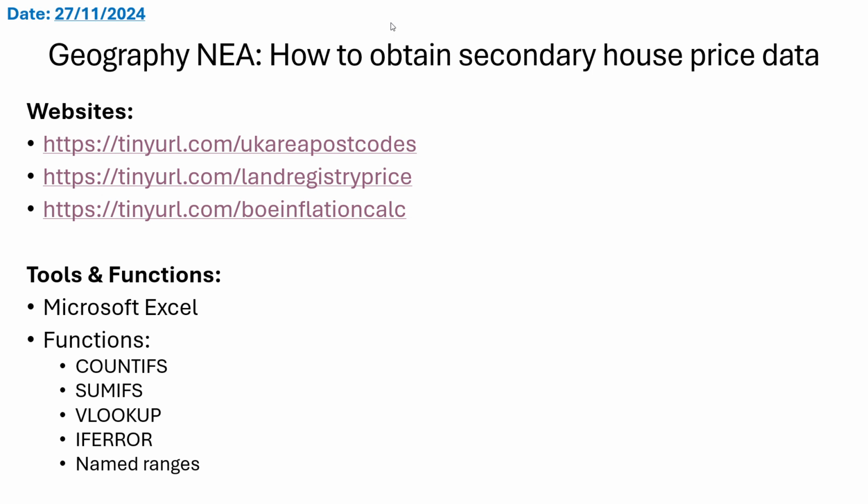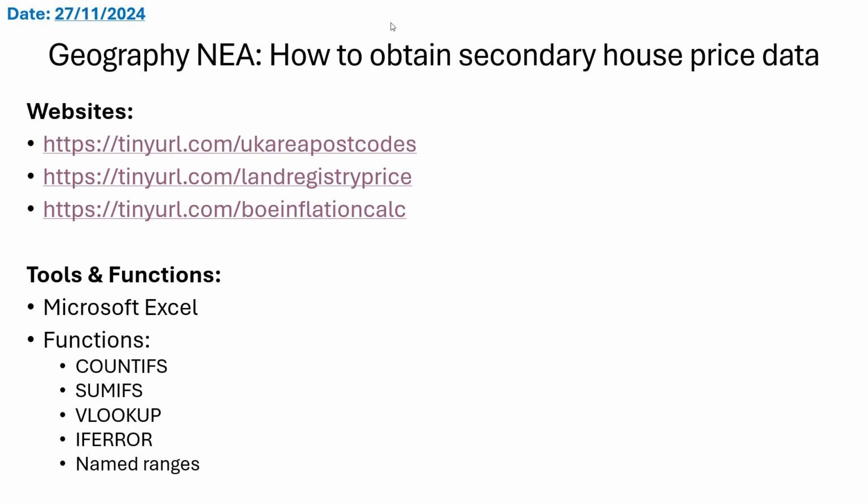So 3 websites are going to be one that can provide us with postcodes for a geographical area, the Land Registry for past house price data, and the Bank of England inflation calculator. The URLs are provided on the website here, the page here. We're also going to be doing our analysis in Excel, or data processing in Excel, using a range of functions including things like countifs, sumifs, VLOOKUP, if-error, and named ranges.